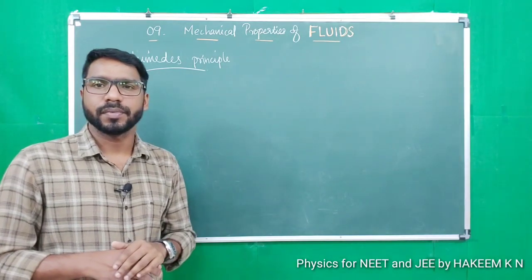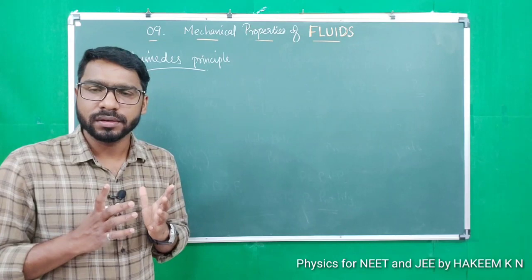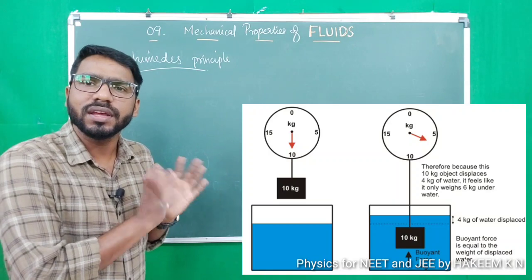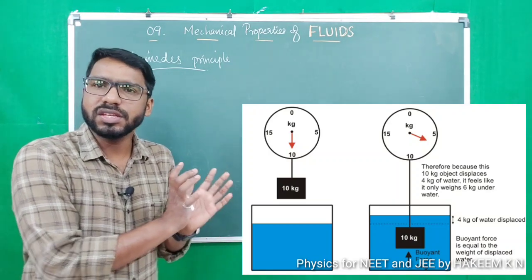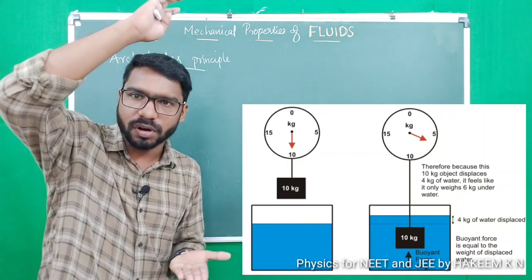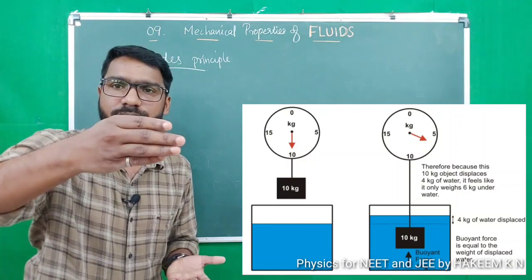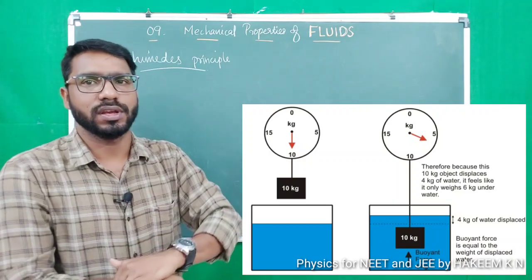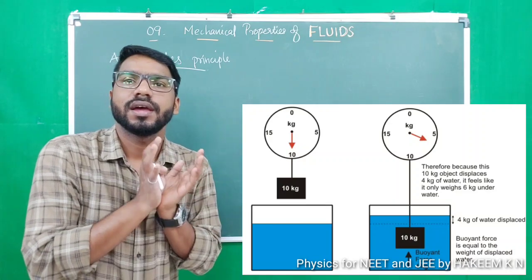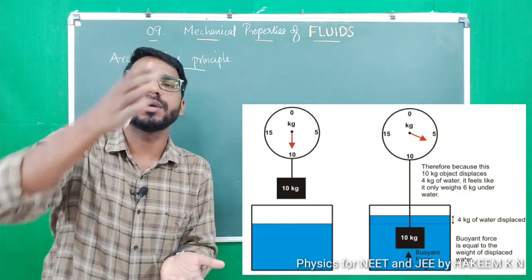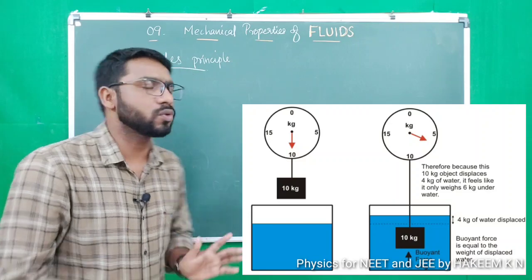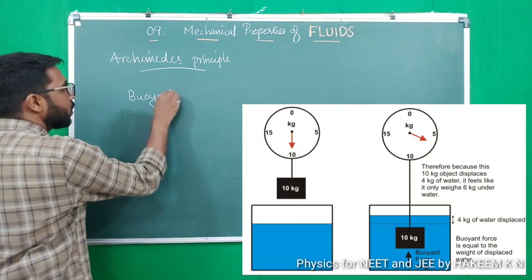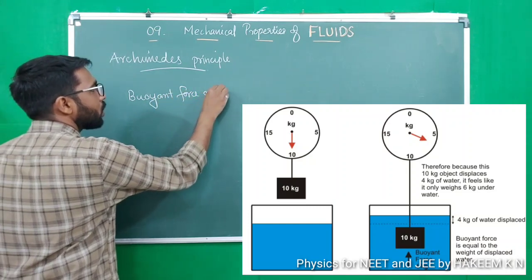Archimedes principle. The principle says that when a body is immersed partly or fully in a liquid, then it will get a vertical upward force which opposes the weight. Or we can say it will get a reaction due to the liquid or the fluid. That vertical upward force which opposes the weight is called buoyant force, B-U-O-Y-A-N-T, buoyant force or upthrust.